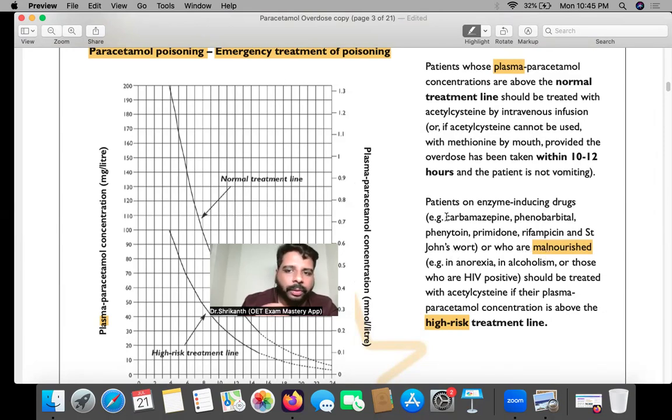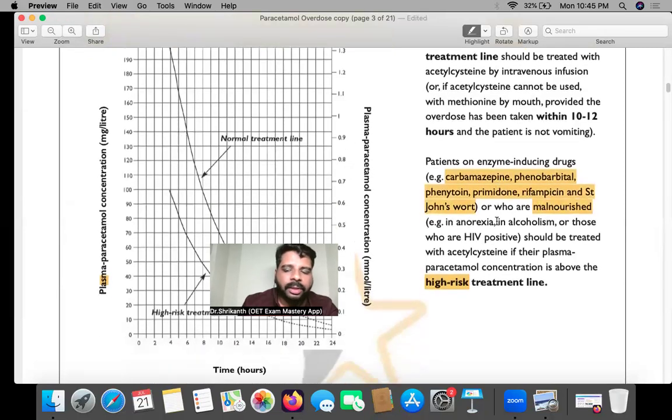So patients who are taking these types of enzyme-inducing drugs, or those who are malnourished, for example anorexia. Anorexia means what? People who have an eating disorder. Anorexia is an eating disorder where people don't consume much food. They stay away from food. Or in alcoholism, or those who are HIV positive. How should we deal with them?